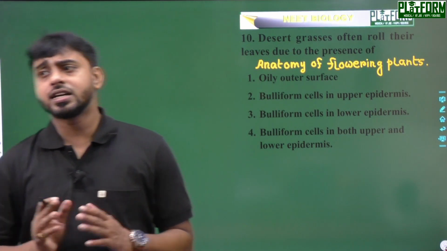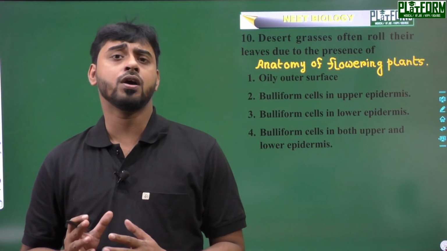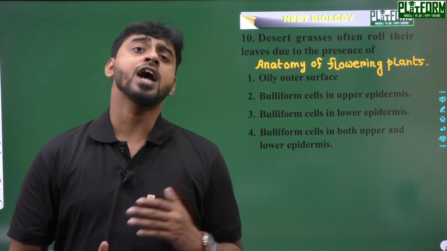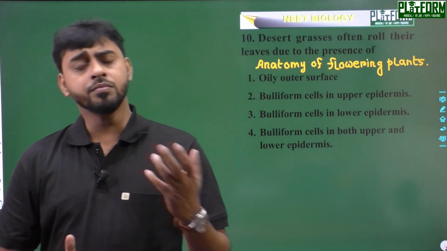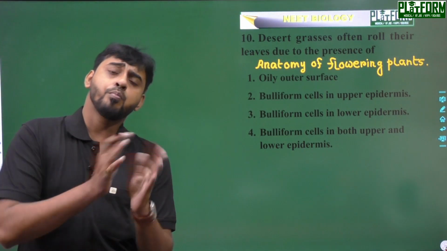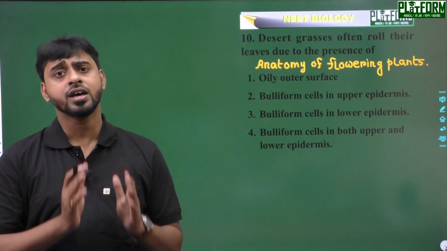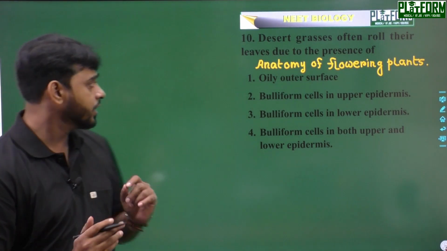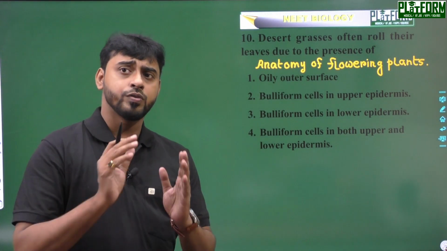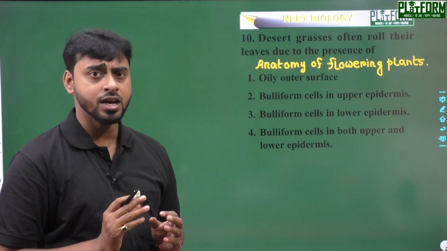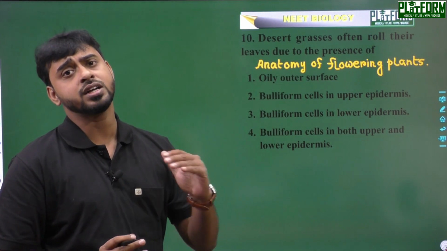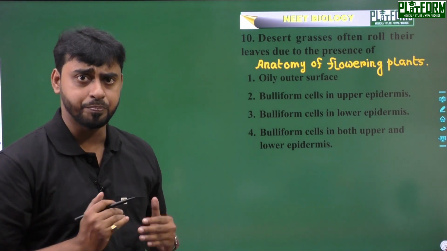Now we know that desert grass is an example of a monocot, and the monocot generally has an isobilateral leaf. What is the meaning of isobilateral leaves? That means the leaf where both the surfaces are similar in morphology. Now the desert plant has leaves which are isobilateral in nature, with some specialized cells which are present in the epidermis.